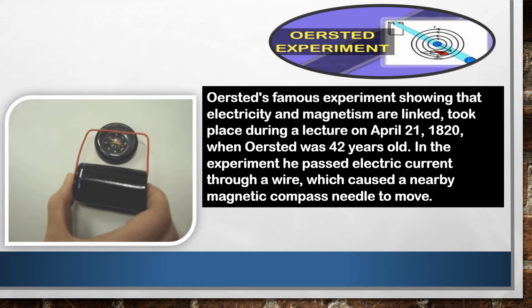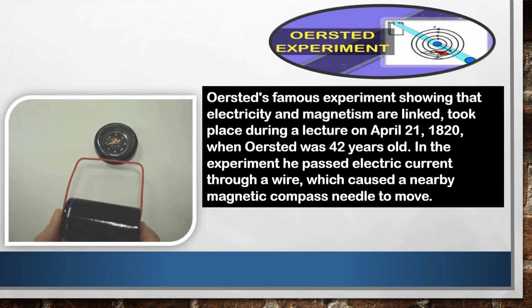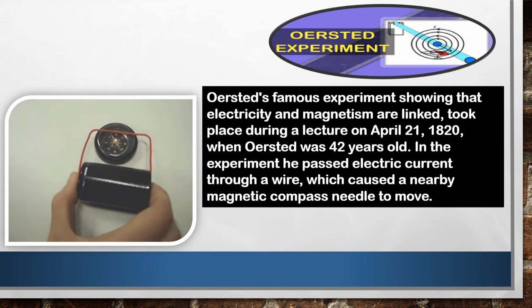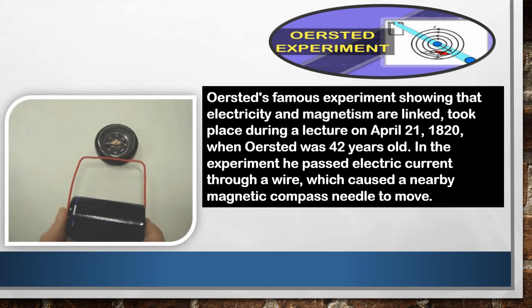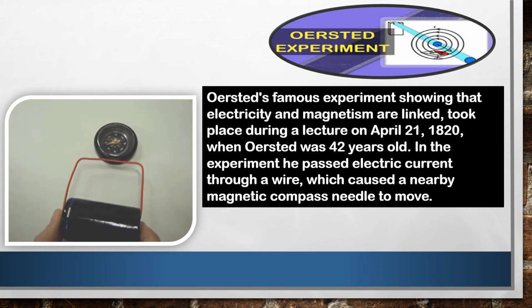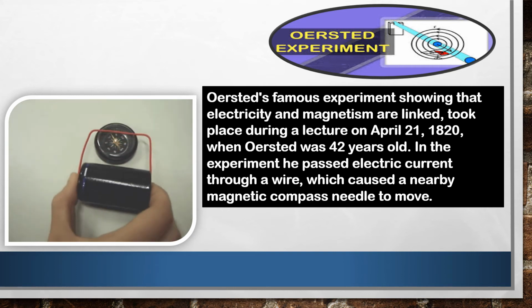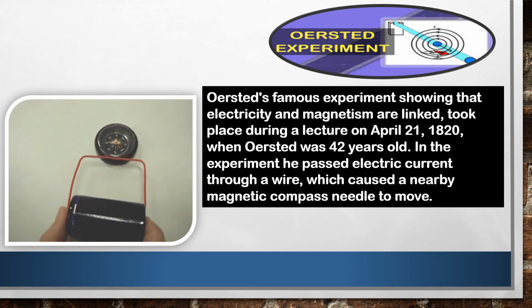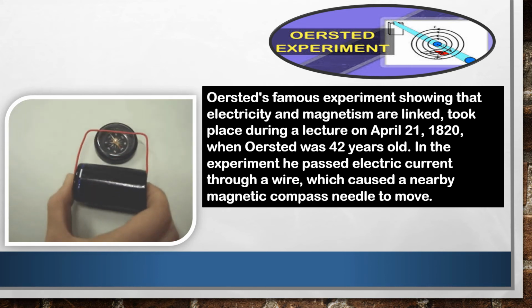Now the last one but not the least is Oersted's experiment. Oersted's famous experiment showing that electricity and magnetism are linked took place during a lecture on April 21, 1820, when Oersted was 42 years old. In the experiment, he passed electric current through a wire, which caused a nearby magnetic compass needle to move.